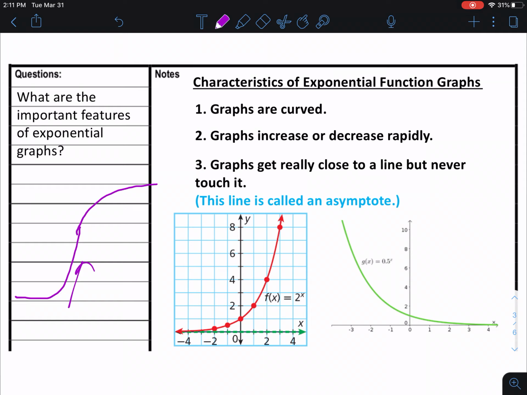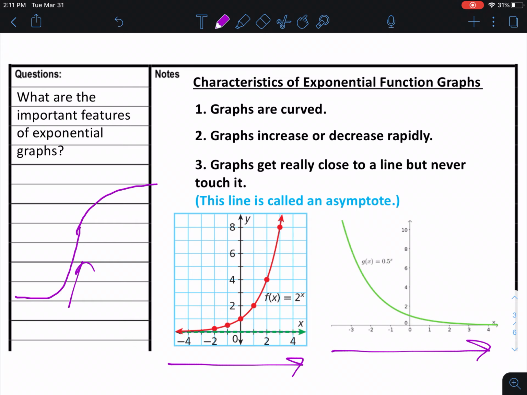So when we look at characteristics of exponential functions, first their graphs are curved, so you'll notice the graph on the left represents an exponential growth. The one on the right is an exponential decay. When we look at reading these graphs, we read them from left to right. So notice on this graph, as we read from left to right, it's increasing. And here, same thing, as we go from left to right, you can see it's decreasing.